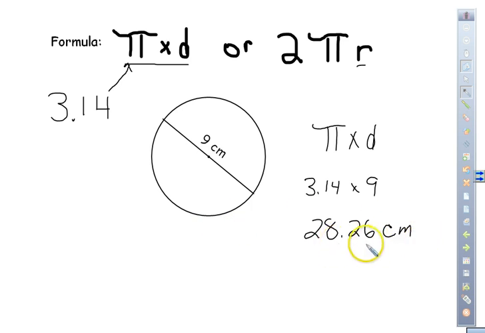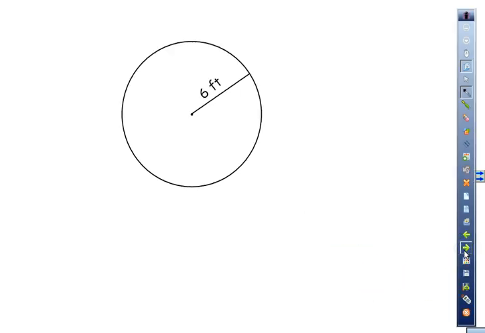Now, they do say to round to the nearest tenths. So if we're rounding to the tenths, that's this 2. It's going to be 28.3 centimeters, because the 6 is a 5 or larger, rounding that to a 3. What I want you to do is go ahead and solve this problem. Remember, pay attention to whether they give you the diameter or the radius to know which formula to use. So go ahead and hit pause and solve this.